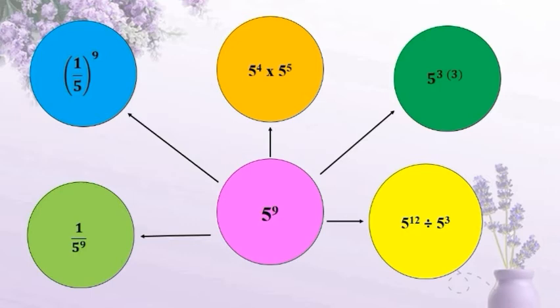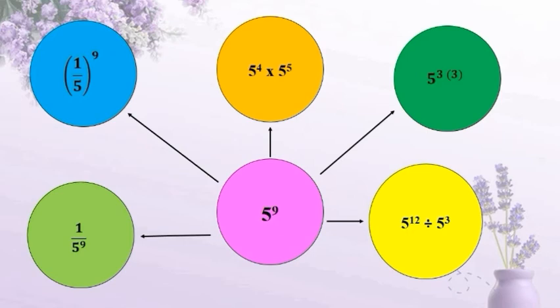Okay, next, the yellow color: 5 to the power of 12 divided by 5 to the power of 3. So divide automatically becomes minus. So 5 to the power of 12 minus 3, and we get the answer 5 to the power of 9. Okay? Did you get the answer? Next, we move to the green one also. How we get the answer is 1 over, and so we will get the answer 5 to the power of 9.